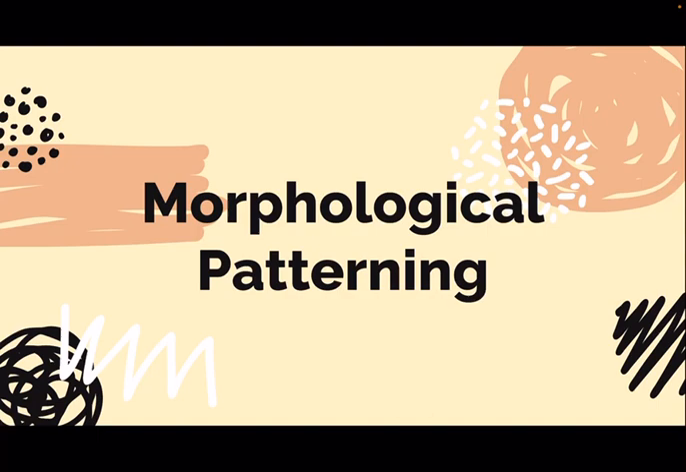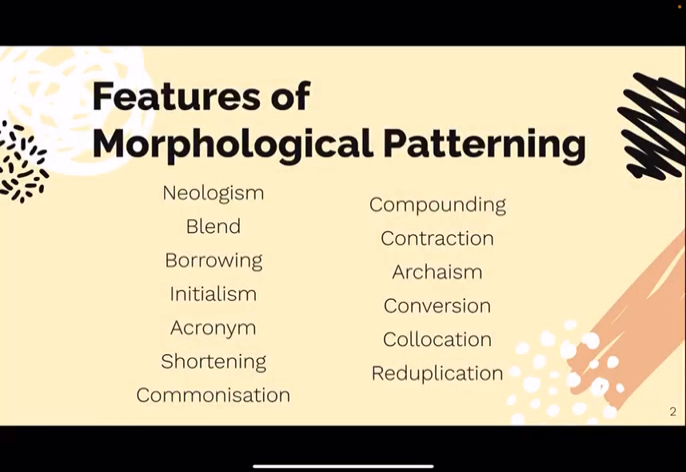Okay, today we're going to be talking about morphological patterning. So these are the features that we're going to be talking about today. So they are neologisms, blends, borrowing, initialism, acronym, shortening, colonization, compounding, contraction, archaism, conversion, collocation, and reduplication. So some of these terms you will have already studied last year. We'll just go over them quickly, and some of them will be completely new to you.